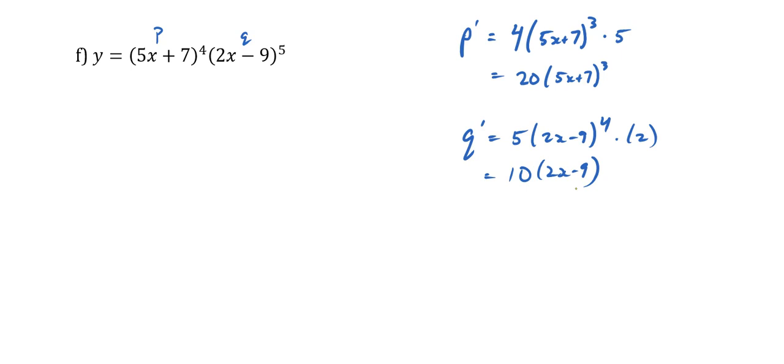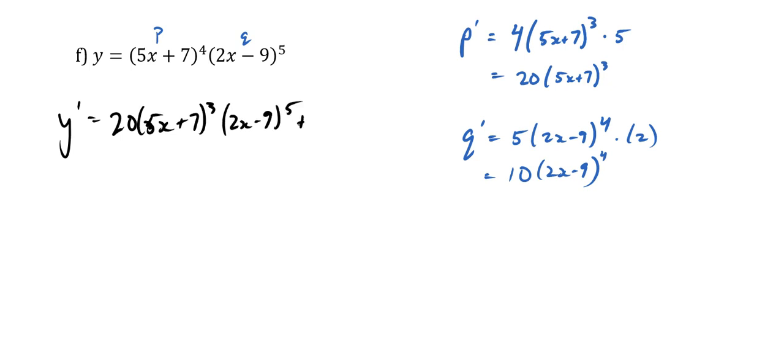The more complex they get, the harder it is to just see it. So if you were doing this, for a lesson at least, that's why it's nice to write off to the side so that those don't just appear magically. Derivative of the first, 20(5x plus 7) cubed times the second, (2x minus 9) to the 5th, plus the first, (5x plus 7) to the 4th, times the derivative of the second, 10 times (2x minus 9) to the 4th.